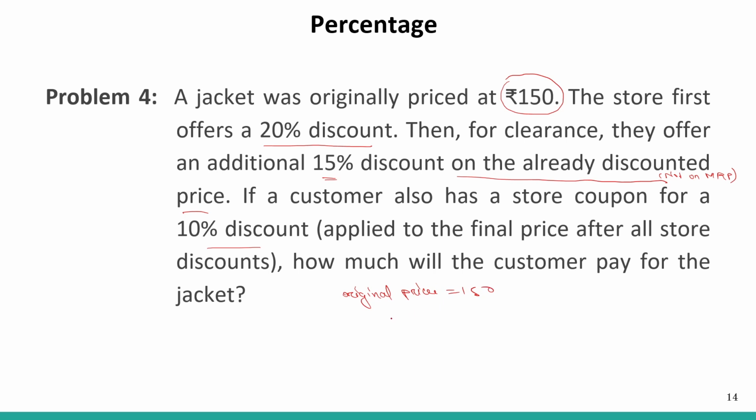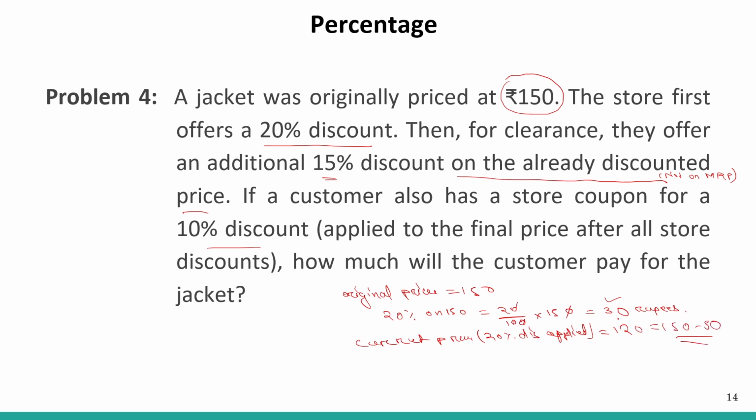150. Then came the 20% discount. So 20% on 150 will be equal to 20 by 100 into 150, so it will be 30. So 30 rupees discount. So the current price after the 20% discount is 150 minus 30, which is equal to 120 rupees.